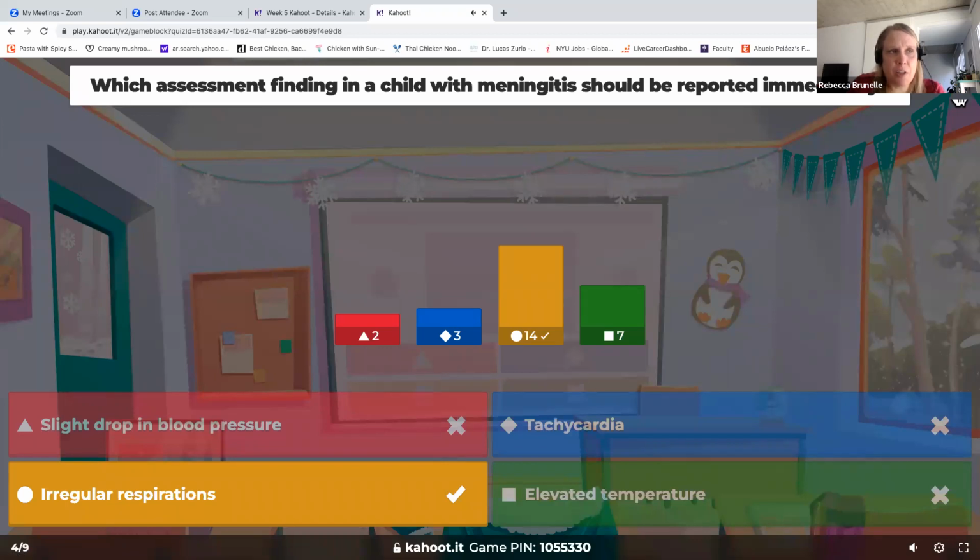All right, very good. So that irregular respirations, that's part of your Cushing's triad, that you would worry about with increased intracranial pressure. So it's normally a drop in heart rate and an increase in blood pressure, so not a drop. And tachycardia also, think about bradycardia, it's normal for them to have a fever. So the irregular respirations, that's the one that you're going to be most concerned about.